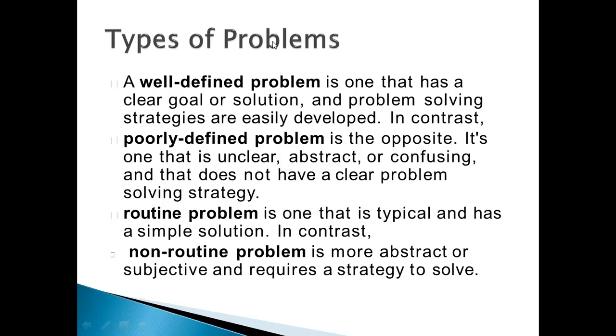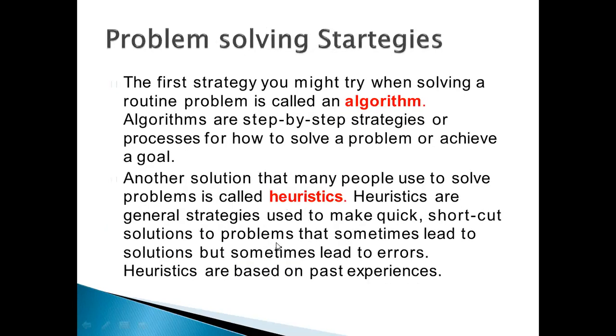So there are four types of problems: well-defined, poorly defined, routine, and non-routine problems. Now, what kind of problem-solving strategies are there? The first strategy is the very well-known concept, that is, algorithm. Algorithm means what?